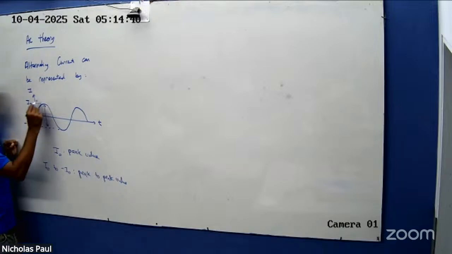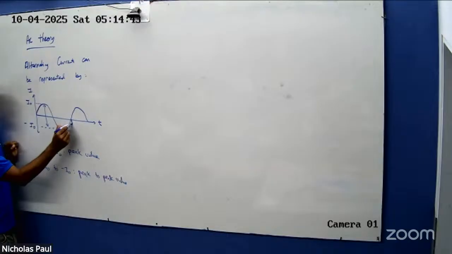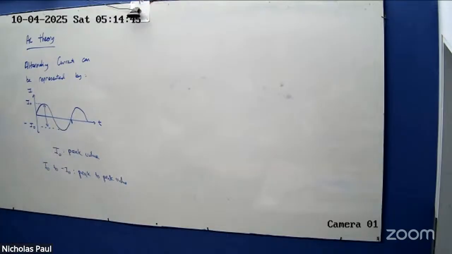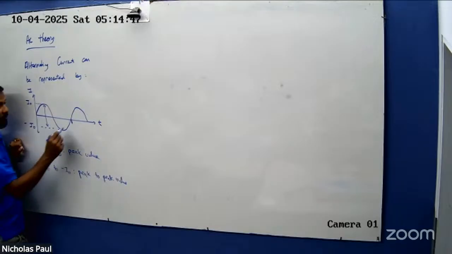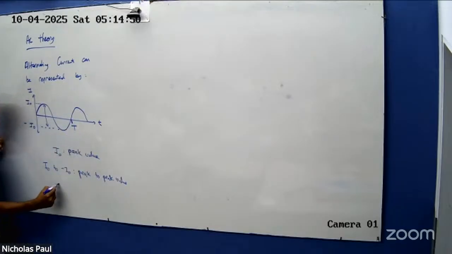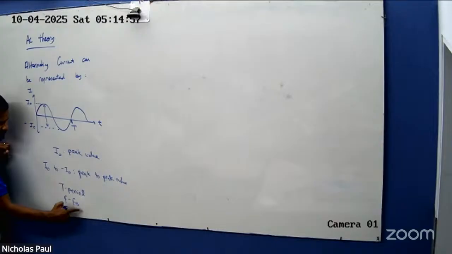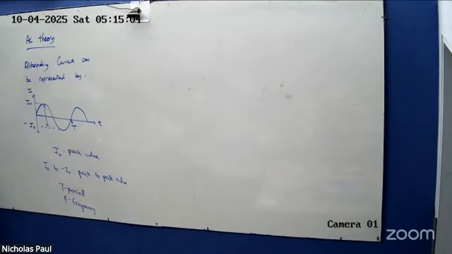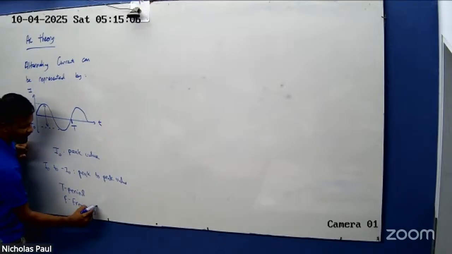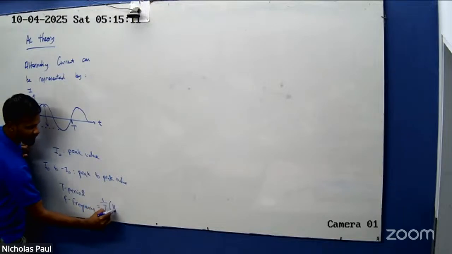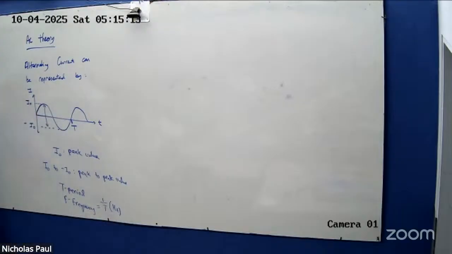Atilia, what is this value right here called? Very good. Period. You call that value period, the time for one cycle. And then what is frequency again? Very good. Frequency is 1 over period, measured in hertz. So the frequency is given by that.